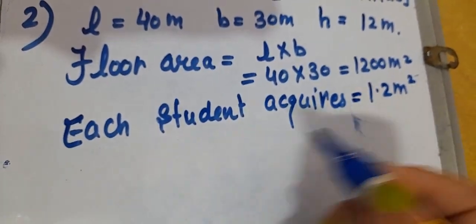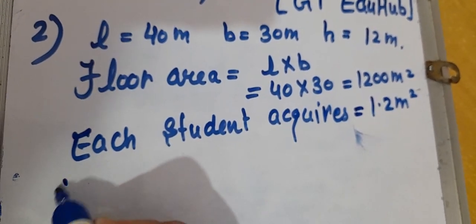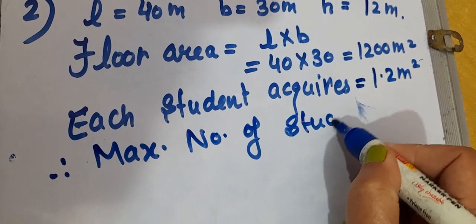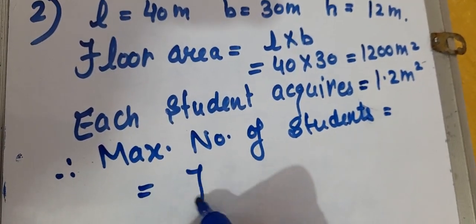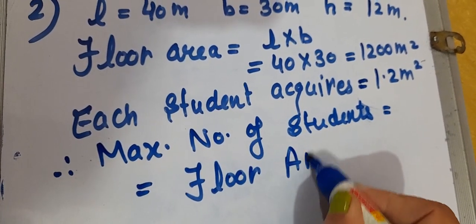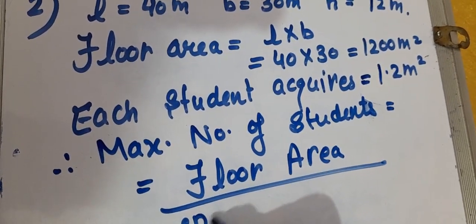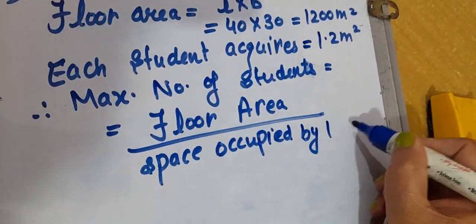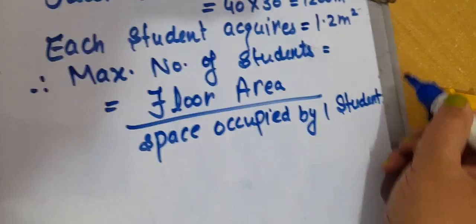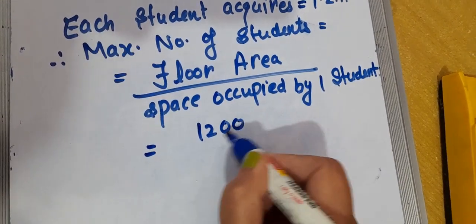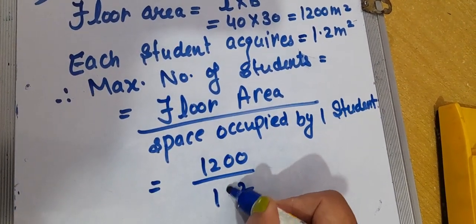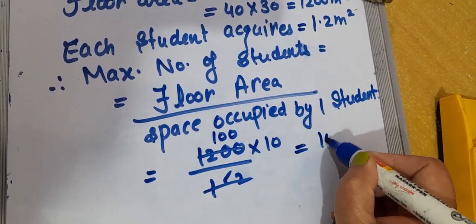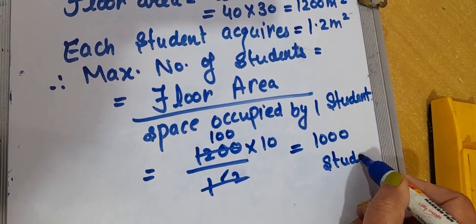So we have to find the maximum number of students that can be accommodated. So maximum number of students will be floor area upon space occupied by one student. Floor area is 1200. Each student acquires 1.2. So remove this decimal, put 10 here, you get 12000 upon 12, that is 1000 students. This is our first answer.